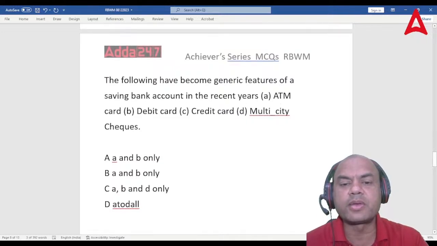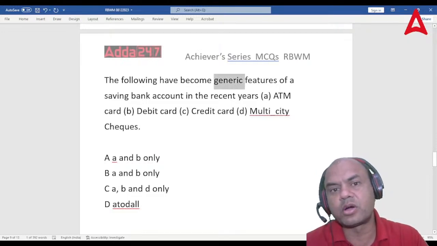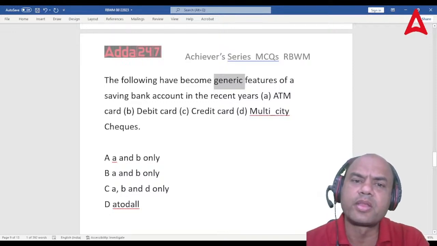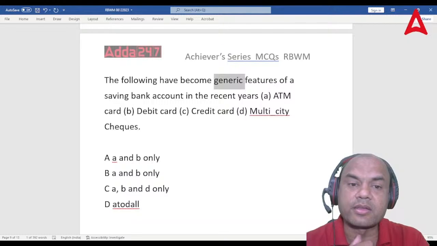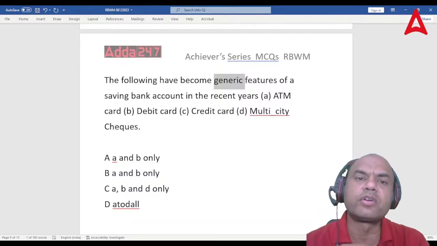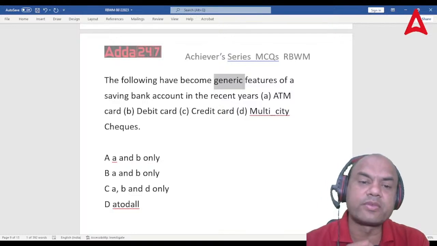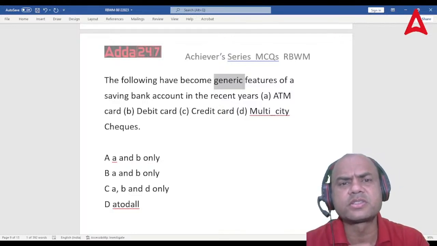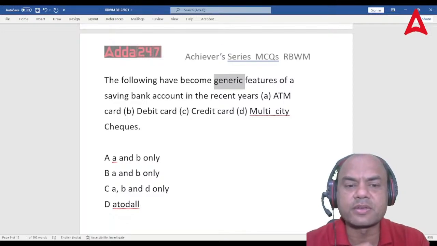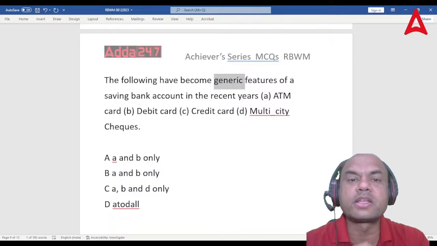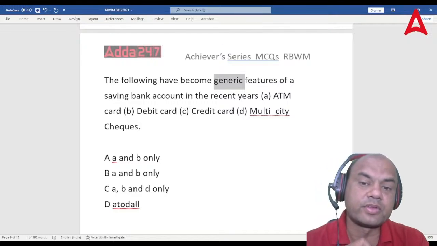Next one. The following has become the generic feature of savings bank account in recent years. Generic means what? Common feature. If I tell any customer I am giving ATM card, so what? If I am giving debit card, so what? Credit card, so what? Multi-city check, so what? It's nothing new. So that is generic feature. Suppose if I tell you sun rises in the east, you'll say, so what? I know it. Bank gives the loan products, so what? It's a generic feature. Generic means whatever is common. You can't differentiate yourself.